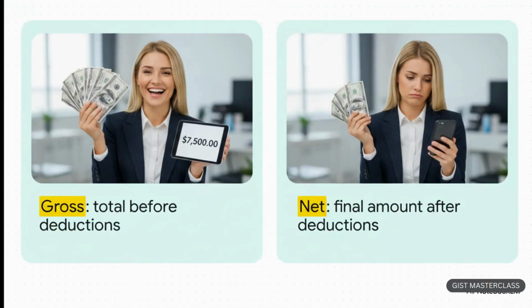When you negotiate a salary at a new job, you are negotiating your gross pay. It looks incredibly impressive on paper, right? Because it represents the total amount before any deductions are taken out. But your net pay is the smaller, final amount after taxes, health insurance, and retirement contributions are all pulled out. This net amount is what actually hits your bank account. It's what you actually get to take home and use for your daily expenses.